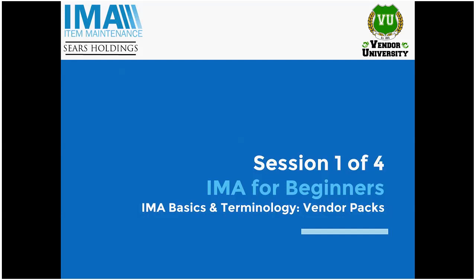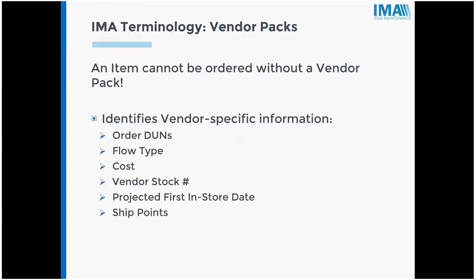Now let's talk about vendor packs. An item cannot be ordered without a vendor pack. It identifies vendor-specific information such as order DUNS, flow type, cost, vendor stock number, projected first in-store date, and ship points.